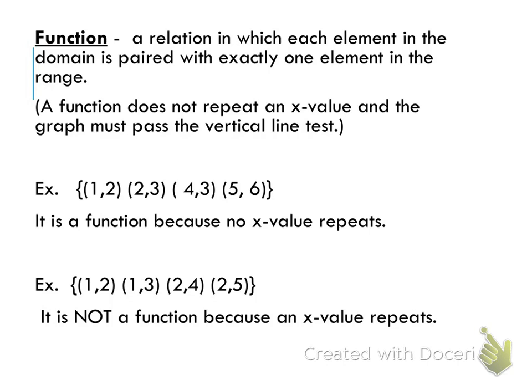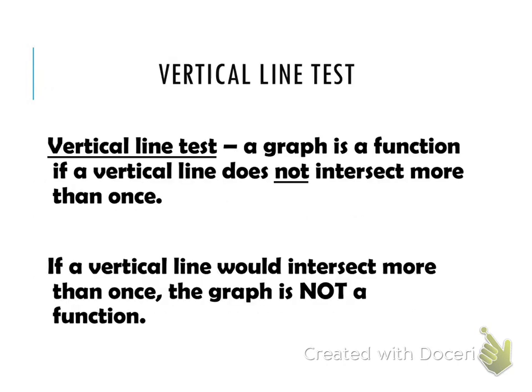Okay. Here's the vertical line test. A graph is a function if a vertical line does not intersect it more than once. If a vertical line would intersect more than once, the graph is not a function. So, let me kind of give you a visual of that.